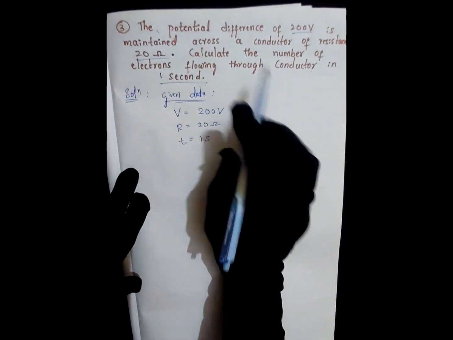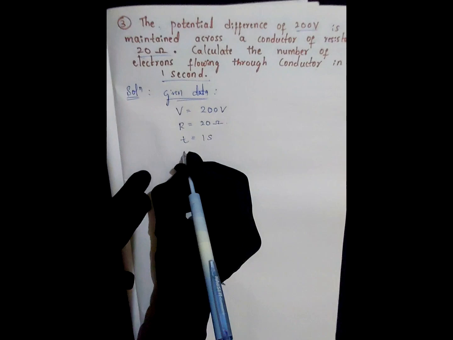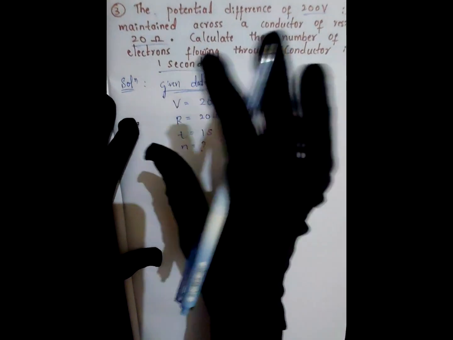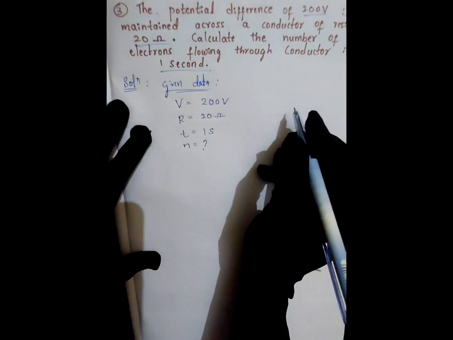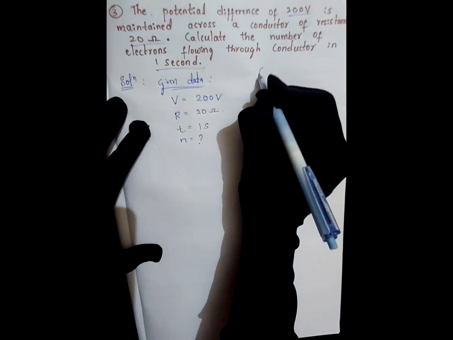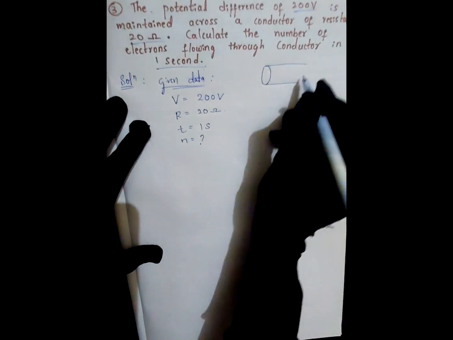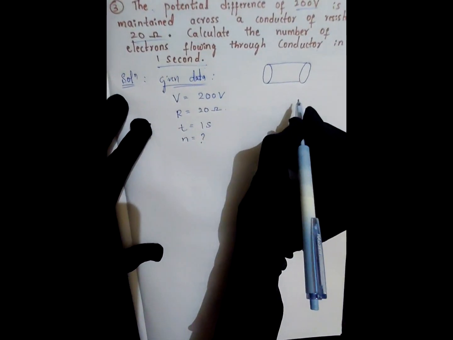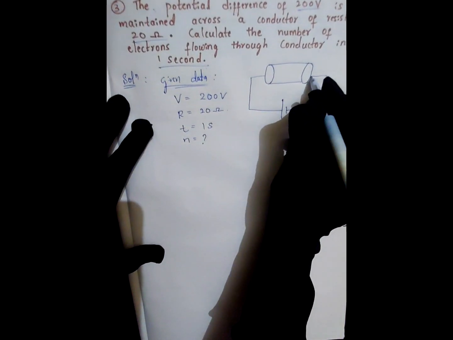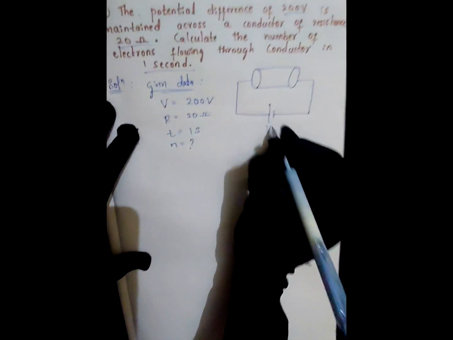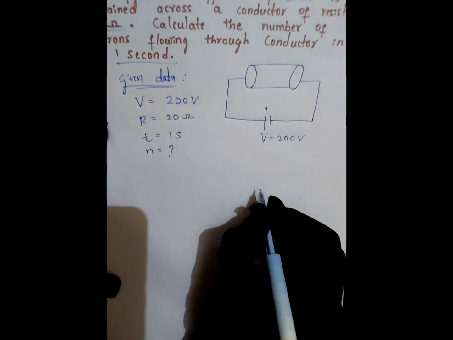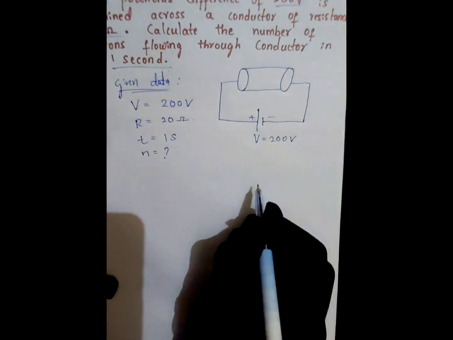So what we need to calculate here? The number of electrons, which is denoted by N equal to question mark. Before that, you need to understand the problem. You need to imagine the question and draw a diagram. Consider one conductor like this. In that we are going to apply some potential difference, that is, we are going to connect a battery. The potential difference value is already given, 200 volt. Here the positive terminal is there, and the negative terminal is there.